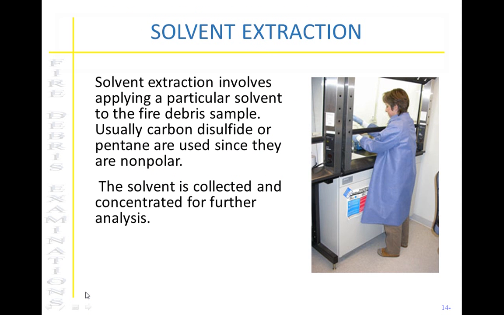There are several different techniques that can be used to isolate the ignitable liquid from fire debris. The first of these is solvent extraction. And this more or less involves applying a solvent to the fire debris sample. Usually the solvent that's going to be used is carbon disulfide or pentane, and these are actually poured over the fire debris itself. The solvent is collected, and then this is what would be analyzed for your ignitable liquid.